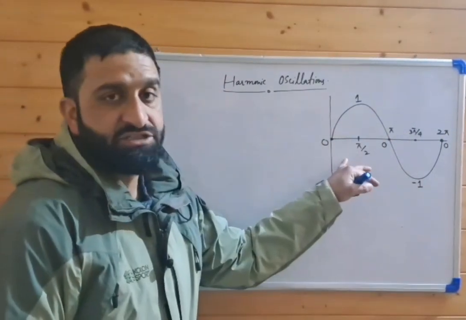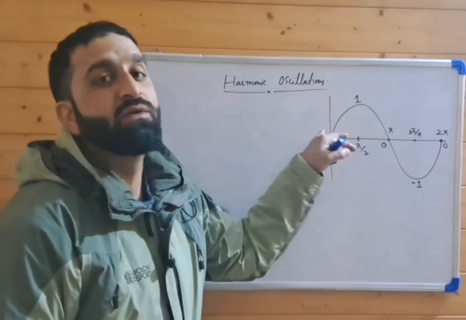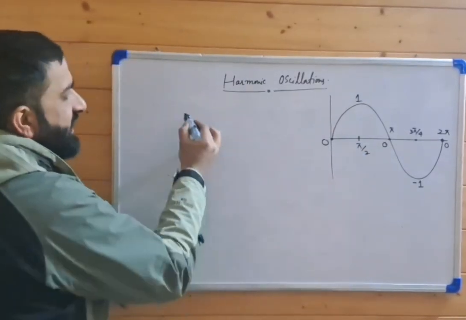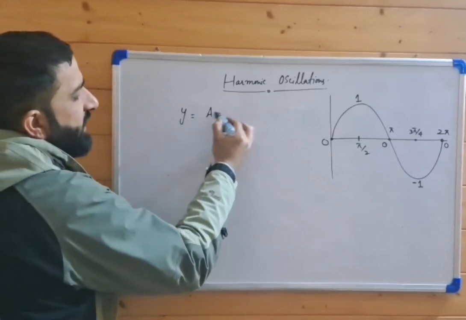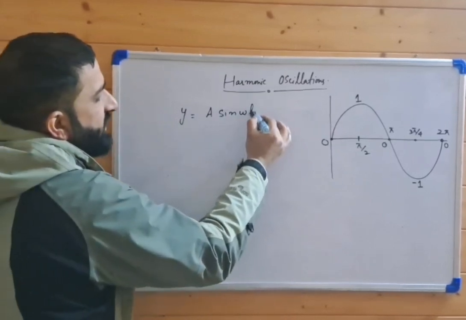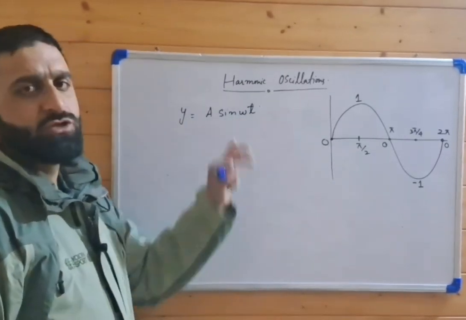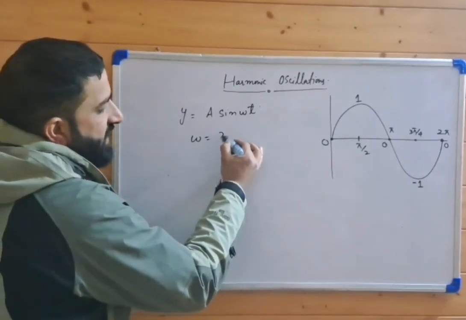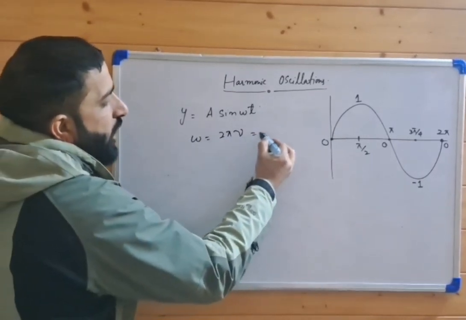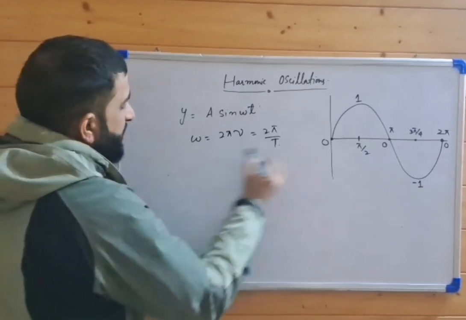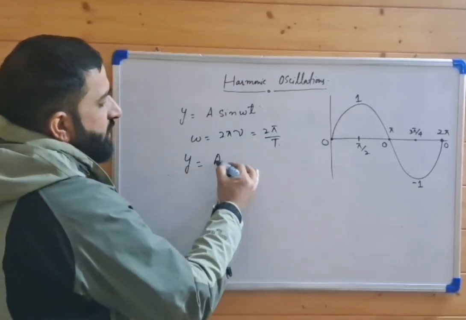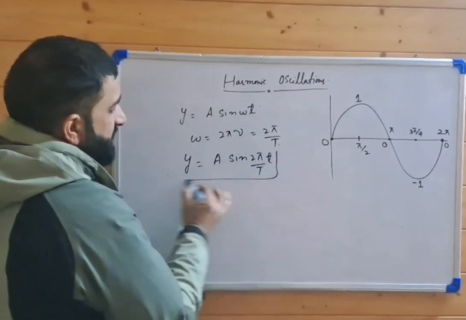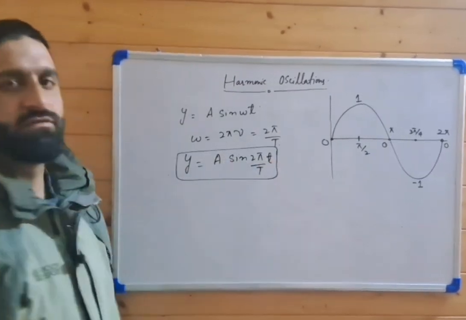The sine function starts from the 0 value as sine 0 is equal to 0. So we can say that y is equal to a sine of omega t, where a is the amplitude and omega is the angular frequency. Omega is equal to 2 pi nu or 2 pi divided by T. We can say that y is equal to a sine of 2 pi divided by T into t. It is a simple harmonic function.